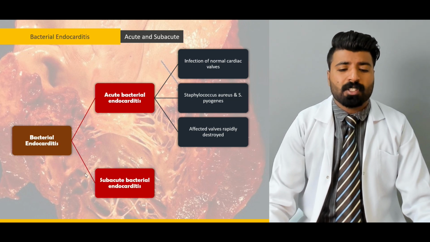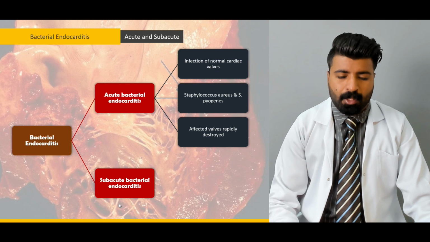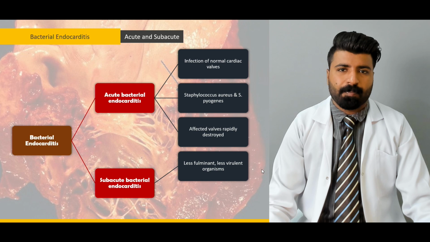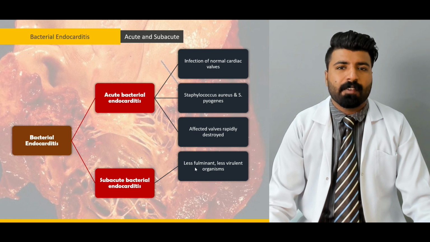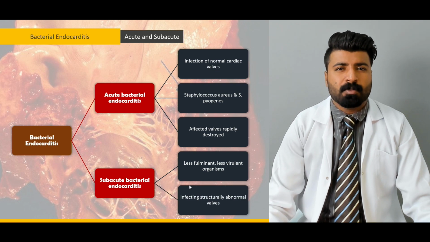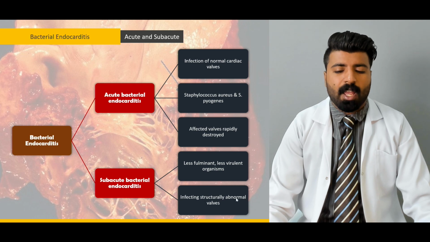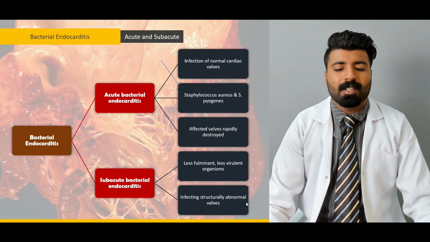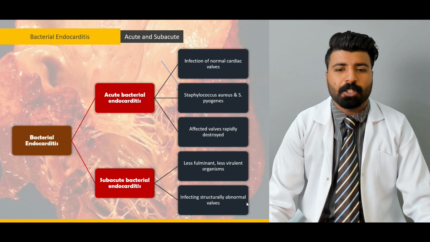So let's go into subacute bacterial endocarditis. Now, they are less fulminant, less virulent organisms. They have less virulency, they have less fulminancy. So what are those organisms basically? We're going to talk about them in detail. They infect structurally abnormal valves. What do you mean by structurally abnormal valves? Structurally abnormal valves are those valves which have undergone some kind of pathology before all of this.